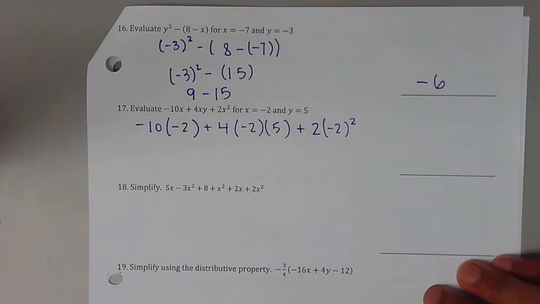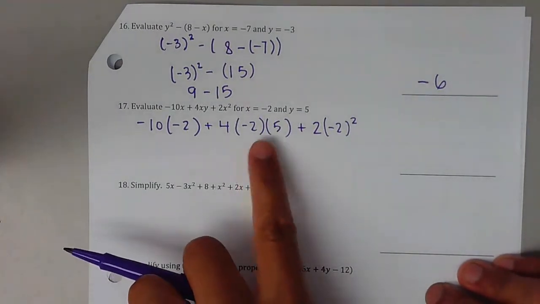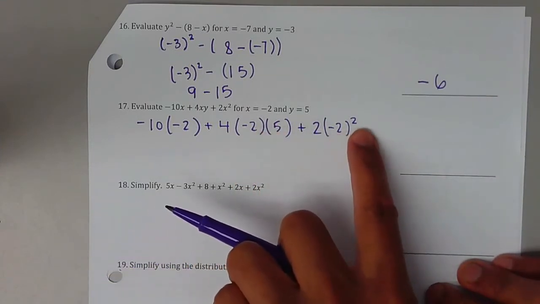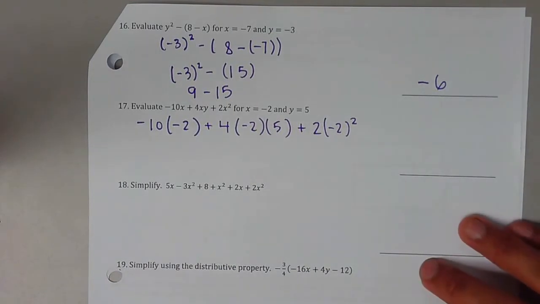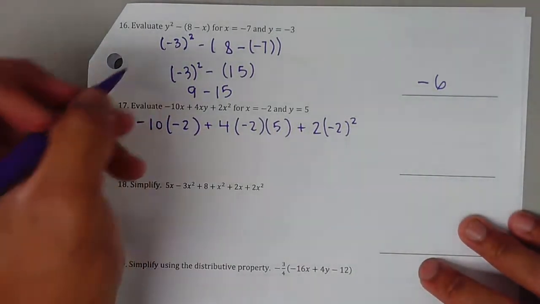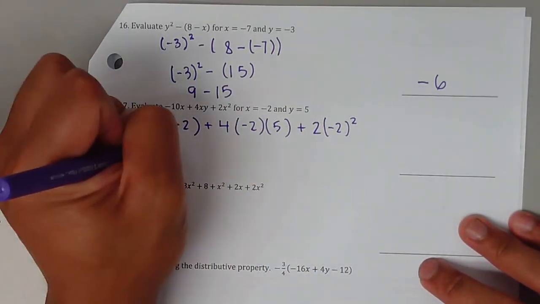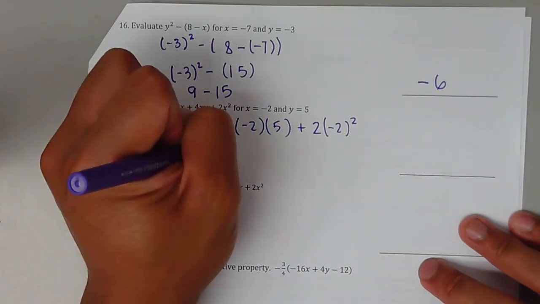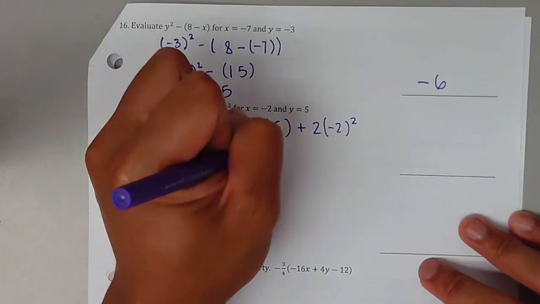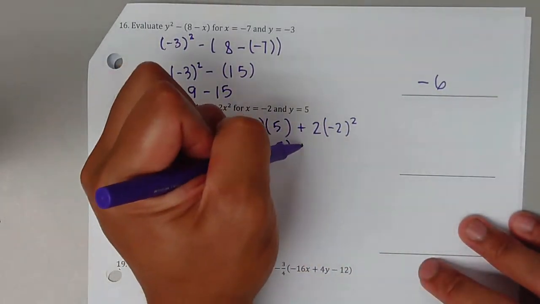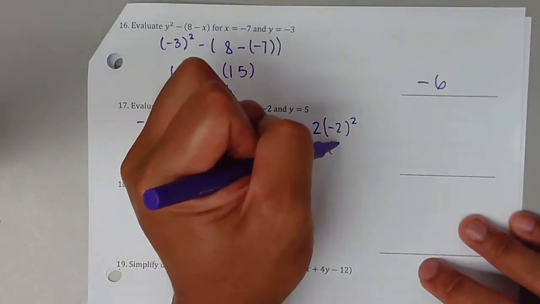All right, order of operations. Yes, these are parentheses, but remember that just means multiplication. So technically we do exponents first, right? Exponents, we have negative 2 squared. That gives us 4. All right, so let's just keep it one step at a time. Let's just write the rest of it. Negative 10 times negative 2 plus 4 times negative 2 times 5 plus 2 times 4.